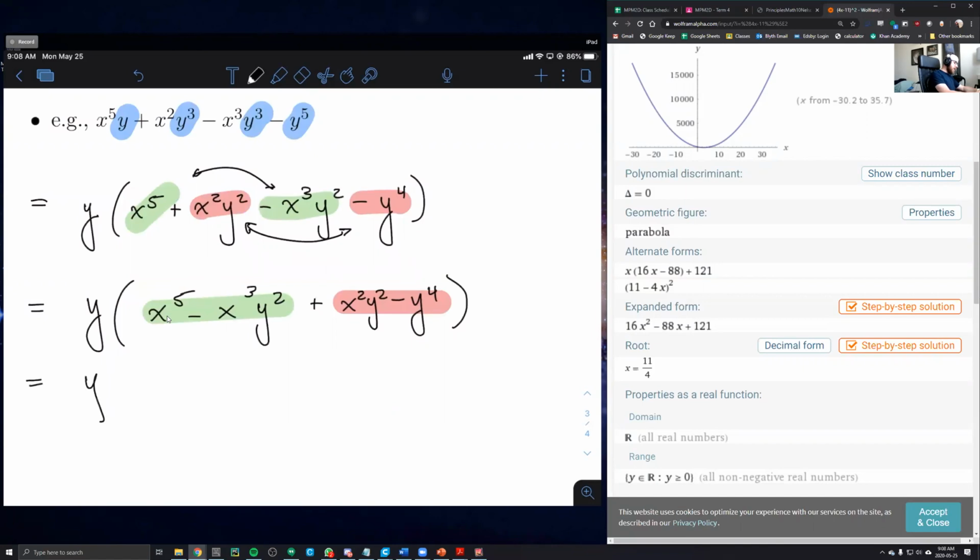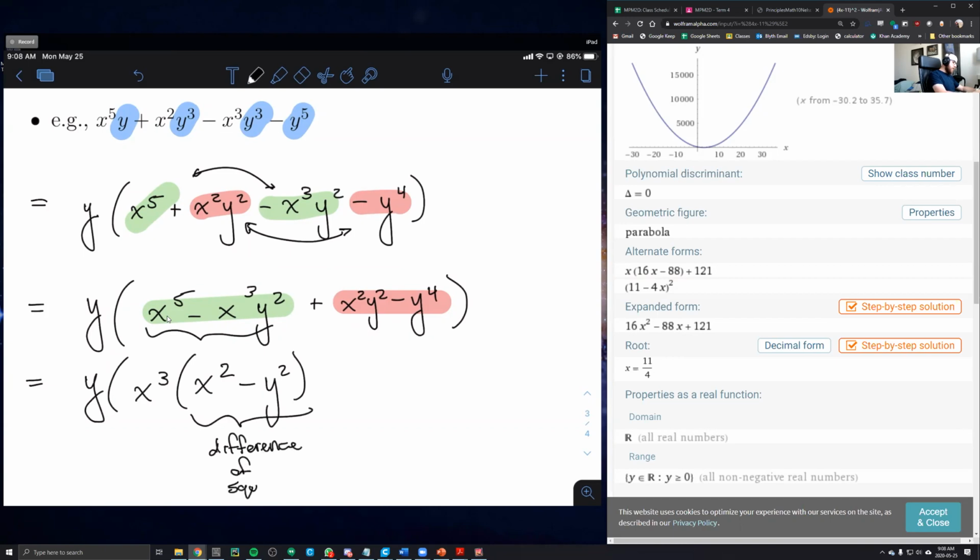And so let's go through this now. I look at x to the 5 minus x cubed y squared. I can common factor out an x cubed here. And when I do that, I'm left with x squared minus y squared. Okay, well, that's a difference of squares, right? Because I have something squared minus something else squared.